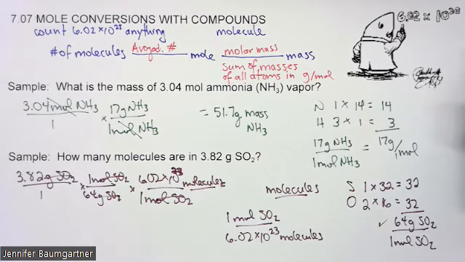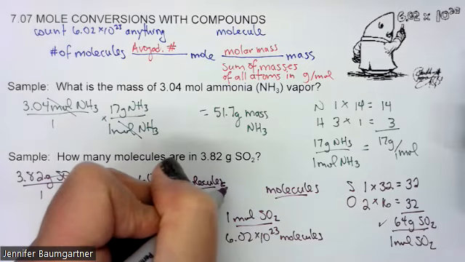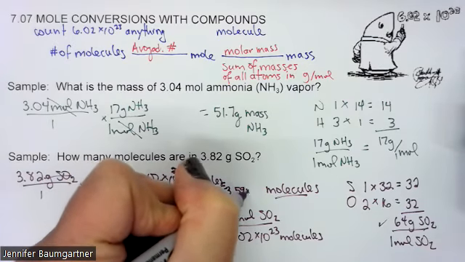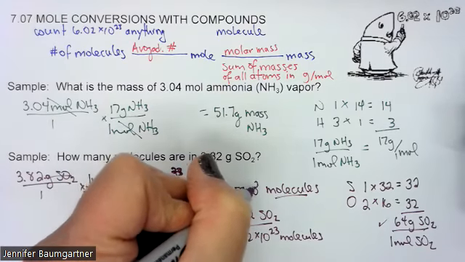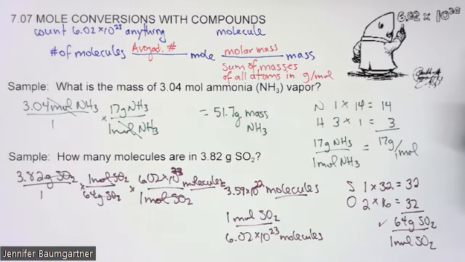Last thing to do is multiply and divide. I'm going to take 3.82 times 6.02 times 10 to the 23rd and then divide that by 64. Remember to get this punched in your calculator correctly. That can be the biggest problem. And when I get my answer, I find out that I have 3.59 times 10 to the 22nd molecules.